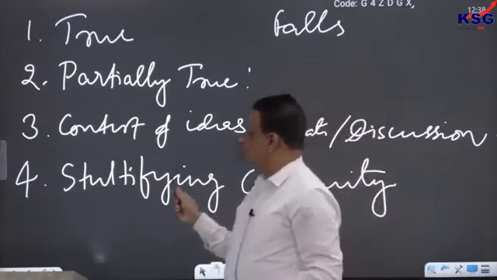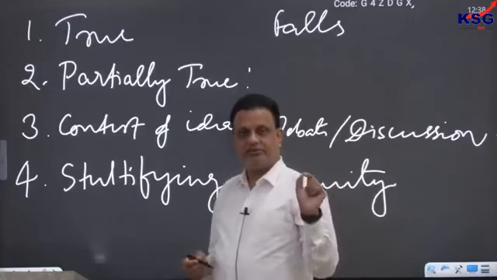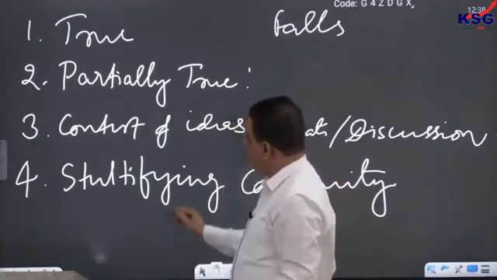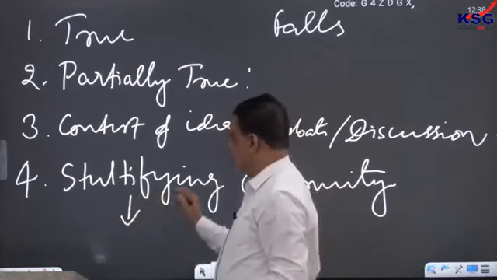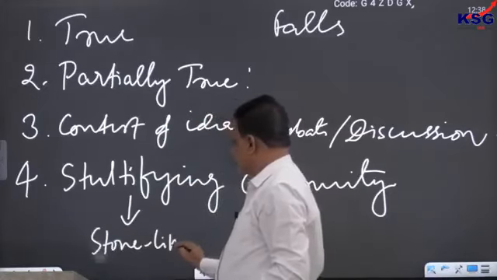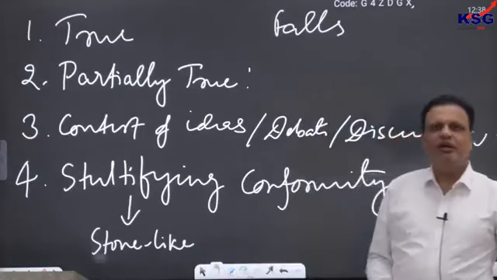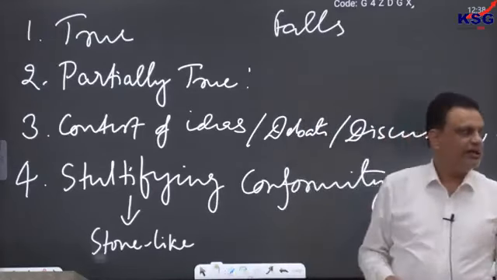Now, stultifying. He says here further that a society that kills dissent, that does not allow dissent to happen, that society falls into that stultifying. Stultifying means what? Stone-like, something like a stone. What is the characteristic of a stone? Well, stones are those things that do not change.